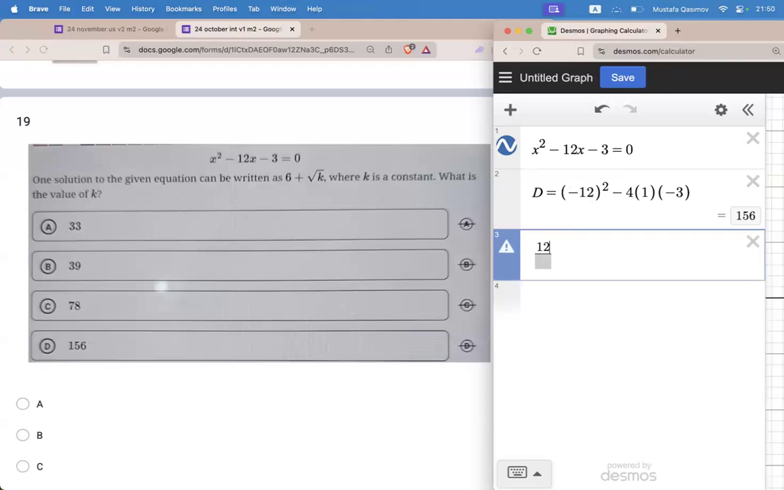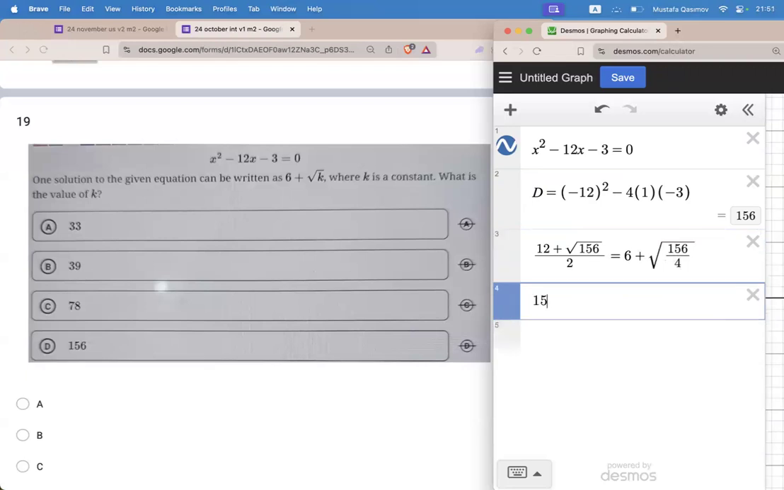From here, we have to write 12 plus square root of 156 over 2a. Then it will be 6 plus square root of 156 over 4. Then answer will be 39. Answer is B. Also, you can get the solution from decimals. You can do something like that. It's also okay.